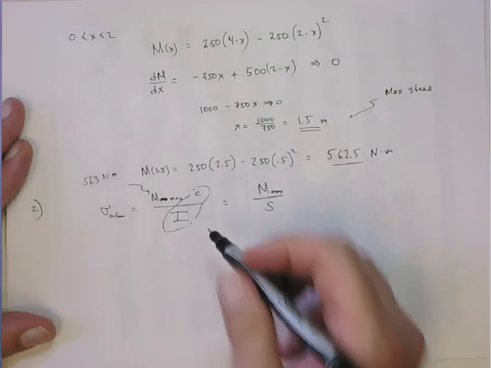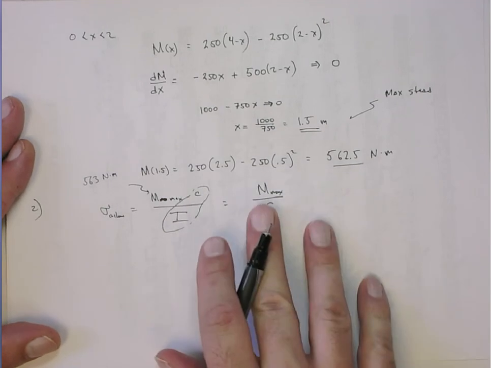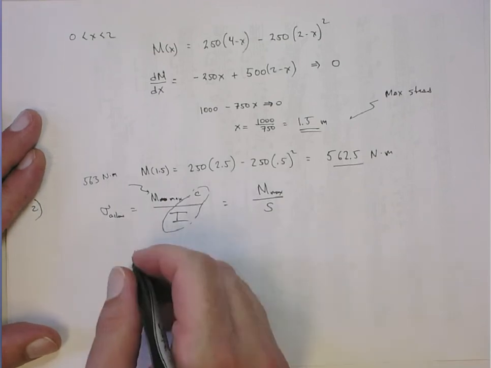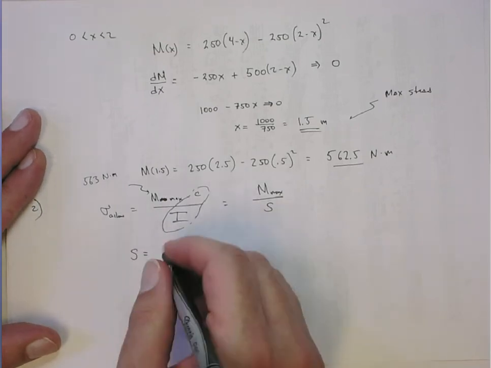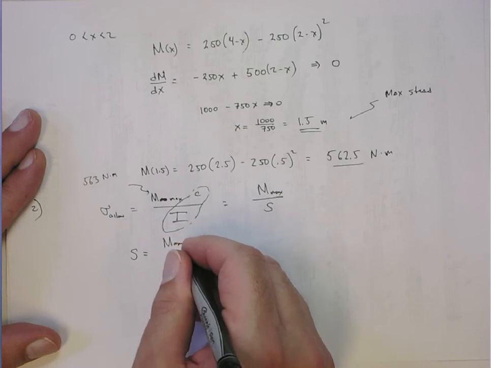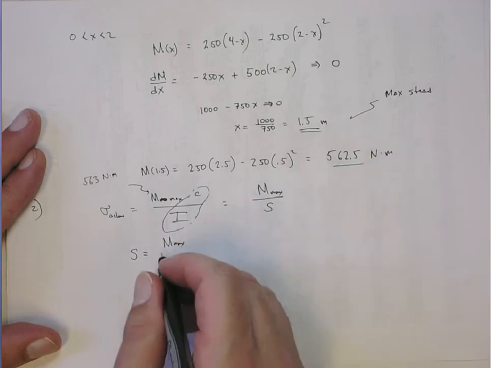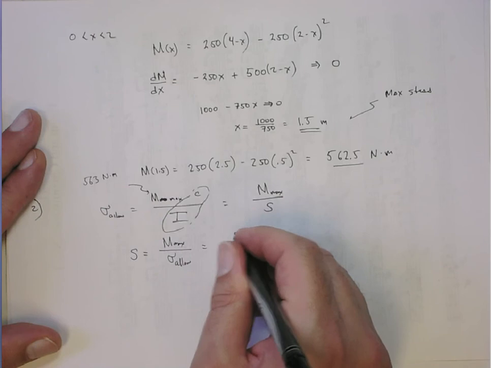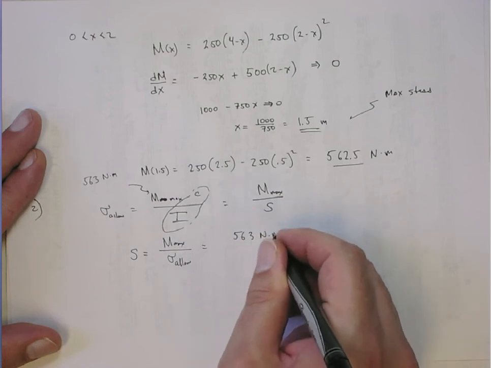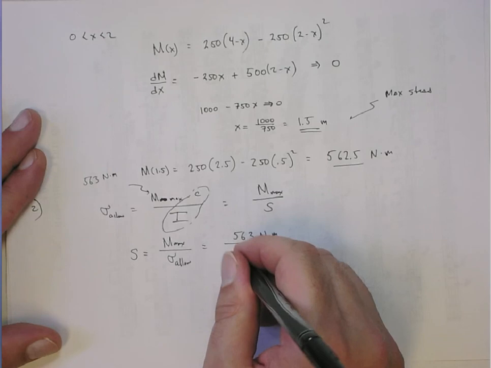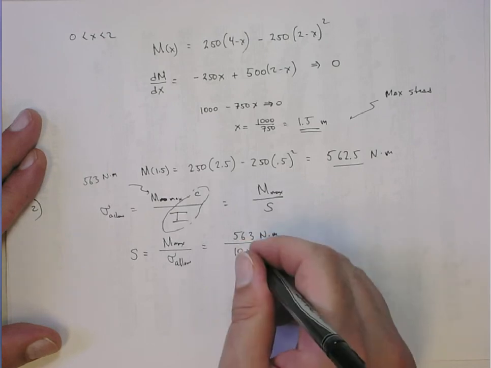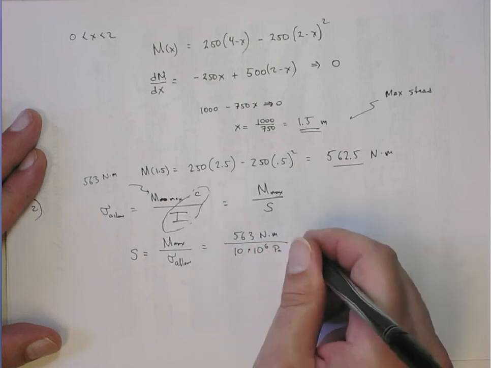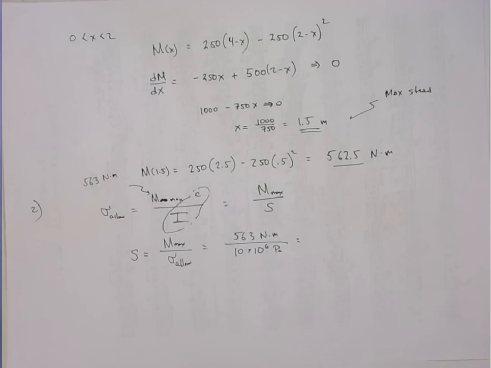So whenever we're doing the design problem, right, these are the geometric parameters. So I lump them into this one shape factor, S. I know the sigma allowable is 10 megapascals. So this tells me that the shape factor for the beam has to be that maximum bending moment, the 563, over the maximum allowable stress. So here we have 563 Newton meters over 10 times 10 to the 6th pascals. And so this will give me the answer in meters to the 4th.